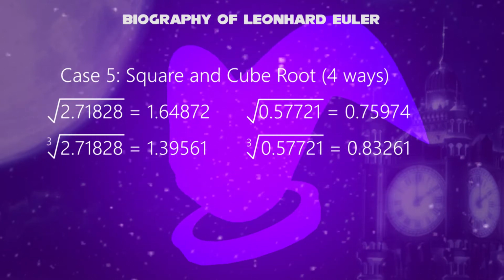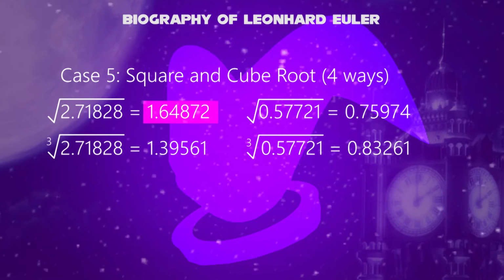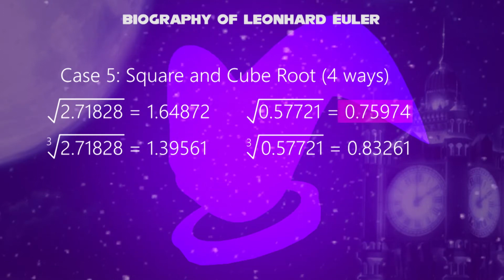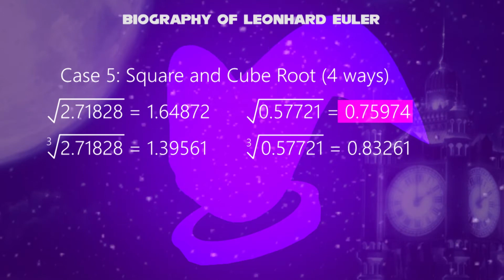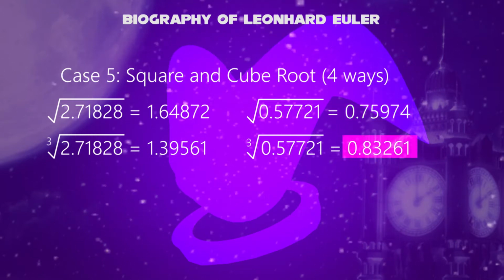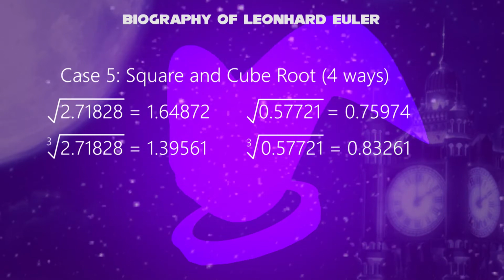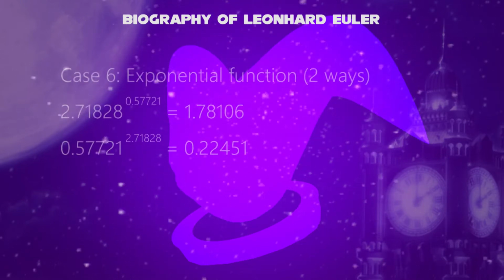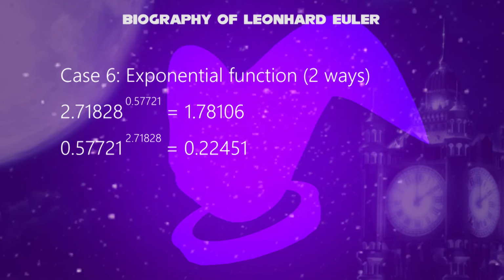Fifth case, using square root, there are four ways. The square root of Euler's number is equal to 1.64872, and the cube root is 1.39561. Similarly, the square root of Euler's constant is equal to 0.75974, and the cube root is 0.83261. You can find the larger value obtained is the square root of Euler's number, 1.64872.